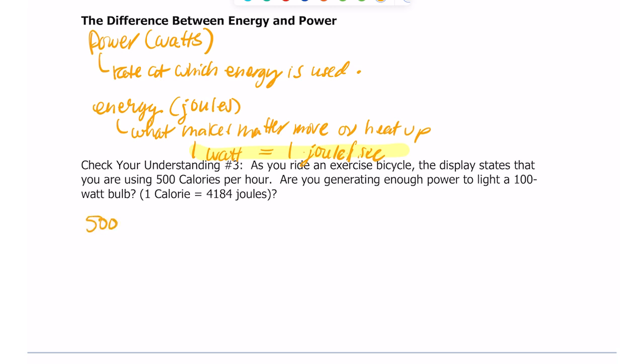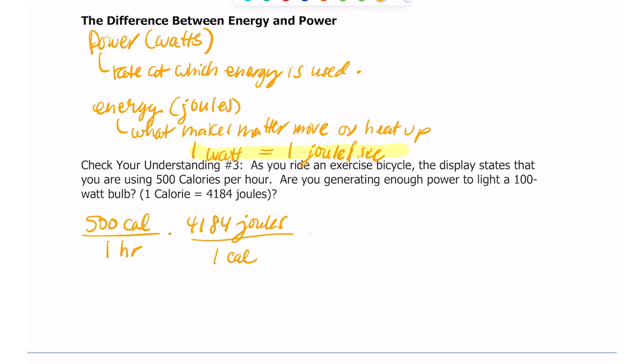We've got 400 calories per 1 hour. Okay, and to convert this, right, I want to convert this to see if we are generating enough power to light a 100 watt bulb. So it should be in joules per second, right? Because that's what I learned, that 1 watt is 1 joule per second. So I want my final answer to be in joules per second. So I know 1 calorie is equal to 4,184 joules. Okay, so I know that the calories are going to cancel out now.